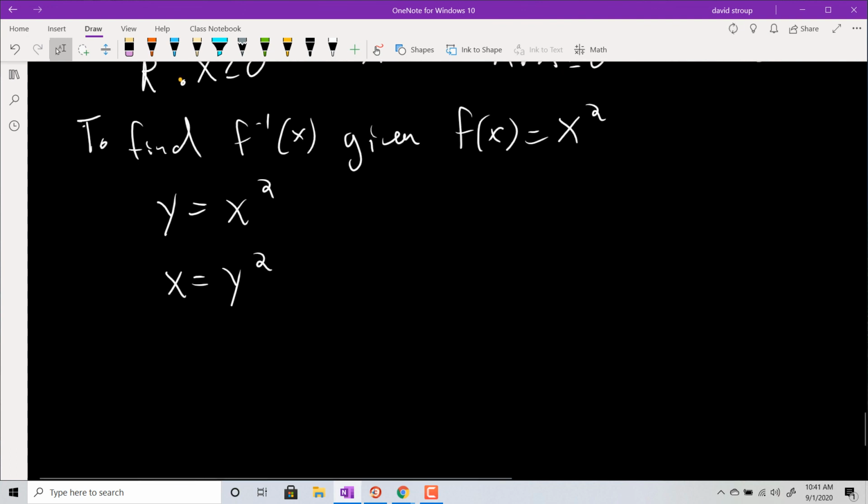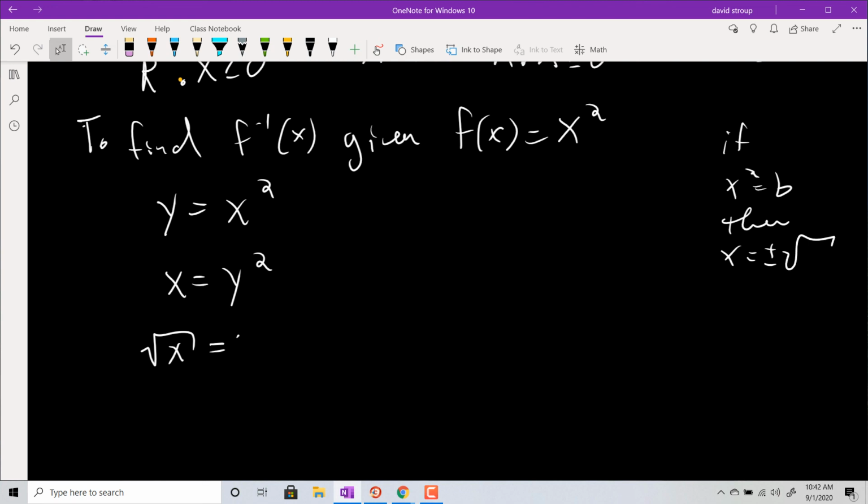Then you take the square root on both sides, right? So you get square root of x equals y, sort of, okay? And I say y sort of because we have the square root property going on. If you recall, if x squared equals b, then x equals plus or minus square root of b. So kind of thinking in that way, let's rewrite this problem, right?